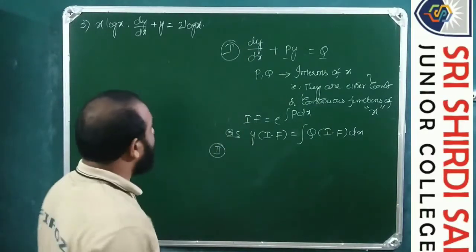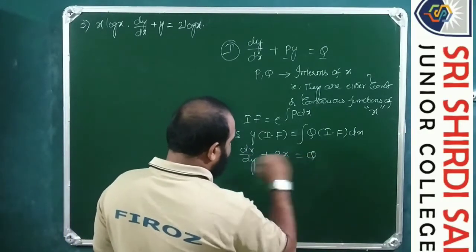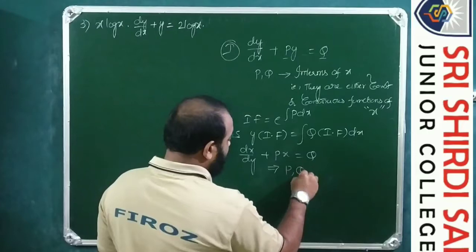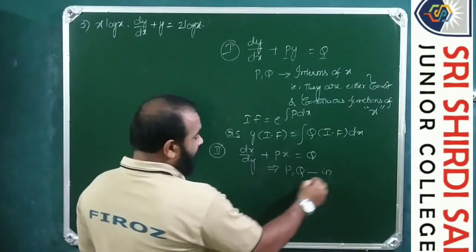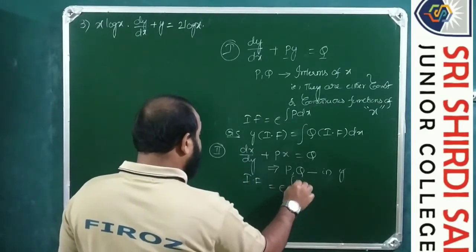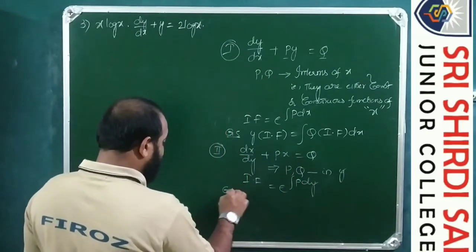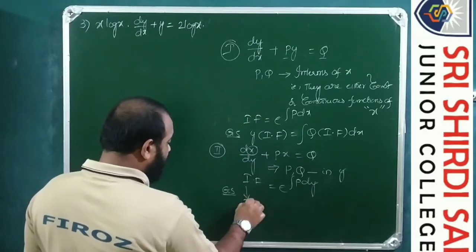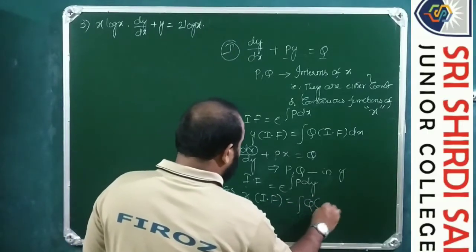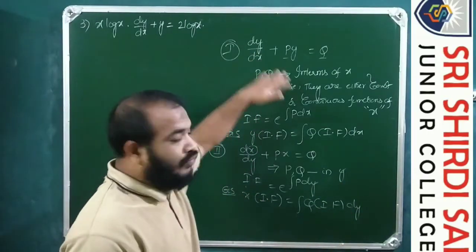or it can be of this form also, dx by dy plus px equals to q, where p comma q are in terms of y. So the integral factor is e power integral p dy, and the general solution is x into integral factor is equals to integral q into integral factor into dy. So this is what we have discussed.